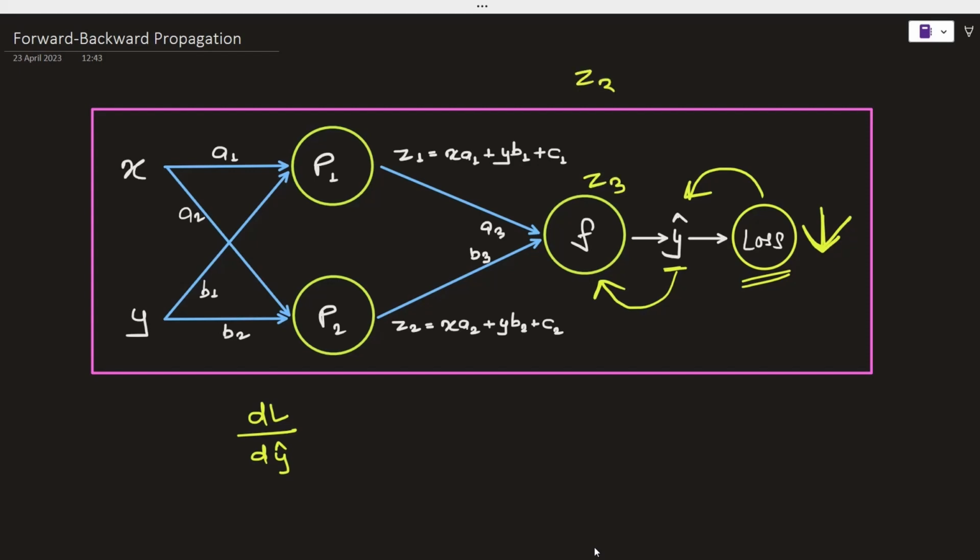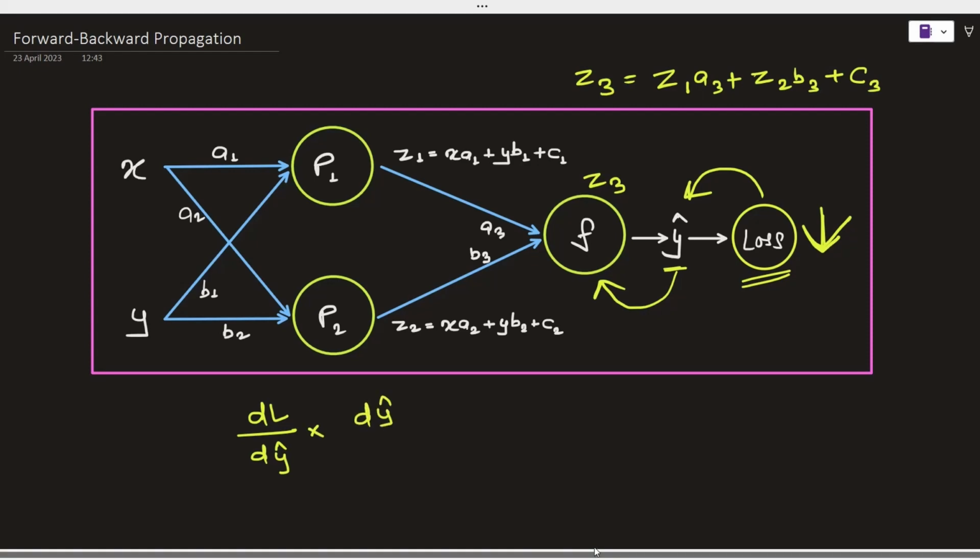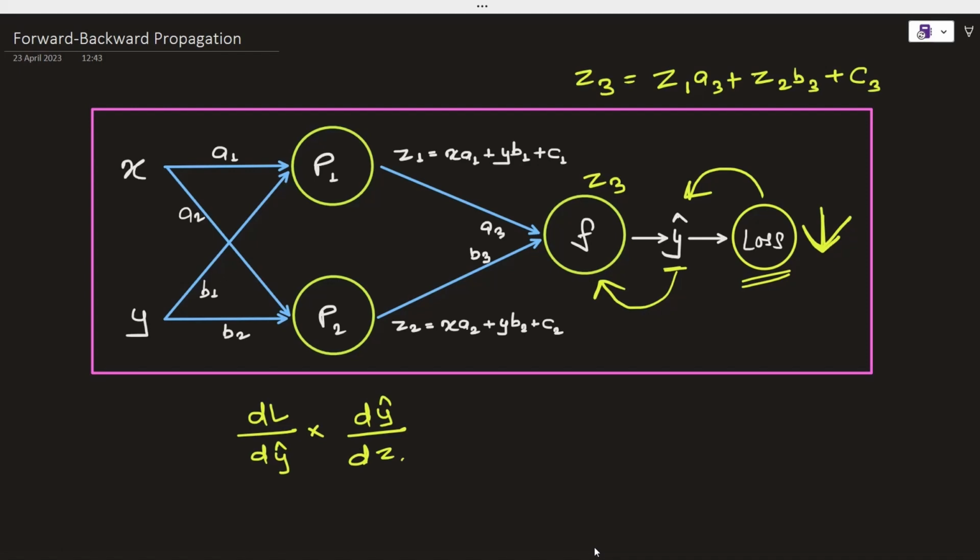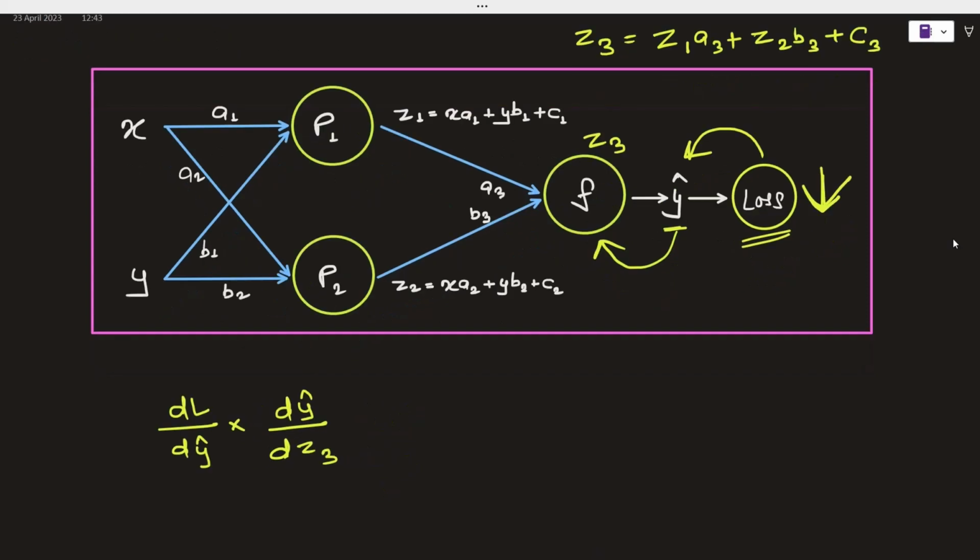And what will be the equation of Z3? Let's start with the inputs of this layer. So Z1 and Z2 are the inputs here, and A3 and B3 are their respective coefficients. So we can write Z3 = Z1 multiplied by A3 plus Z2 multiplied by B3 plus, let's consider a bias term, C3. So in a nutshell, what we are saying is we can bring some changes to the prediction by bringing some changes on Z3, because y hat is directly dependent on Z3. You can see here. Now let's take the next step with our back propagation, and we need to understand how we bring changes to the value of Z3.